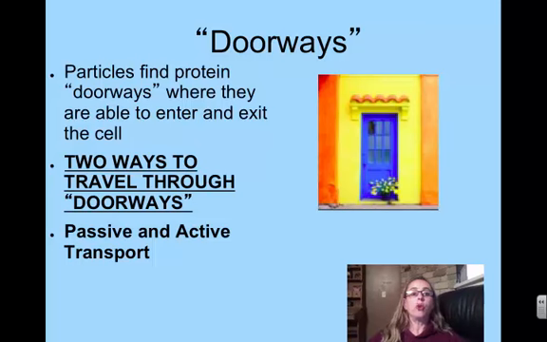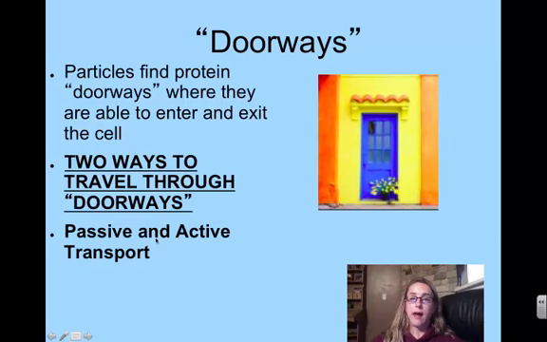All right, so these doorways are found in the cell membrane, and amino acids and proteins and small particles like that can come in and out. Now, if you look right here, you'll see there are two ways that they do that: passive transport and active transport, and we're going to take just a second to talk about those. But before we do, pause me and write that down.